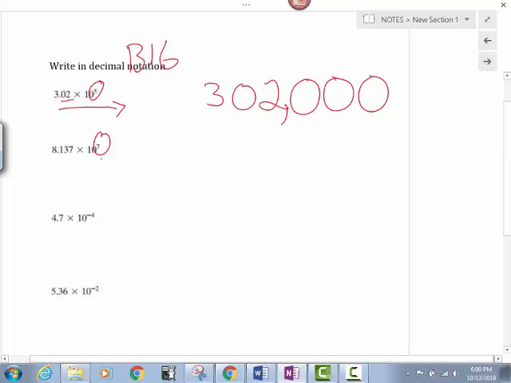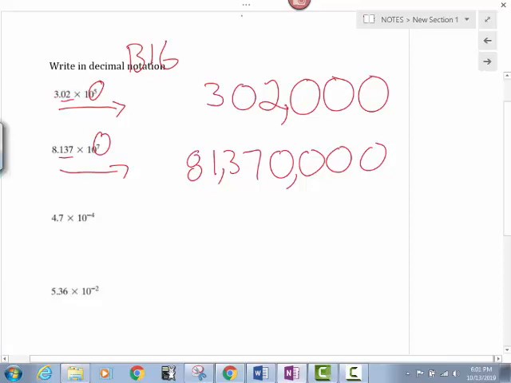I also know that that number is going to be big because, again, my exponent is positive. Remember, we're going to move it 7 spaces that way. Notice, I already have 3 numbers here. That means I need to add 4 more zeros because I have to go a total of 7. 1, 2, 3, 4. There we go. Look at that number, 81,370,000. Again, big numbers, right?